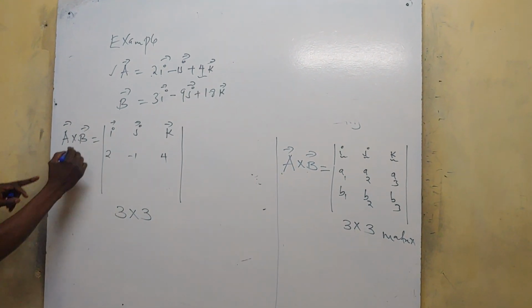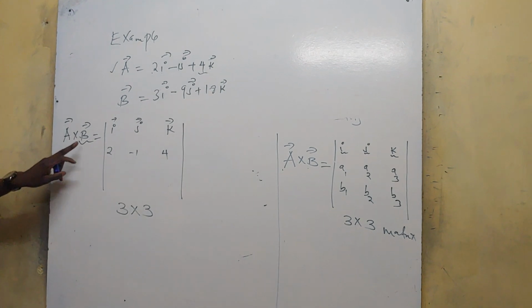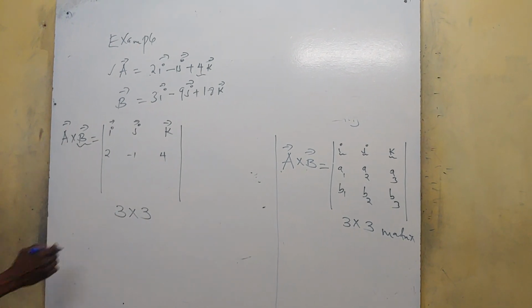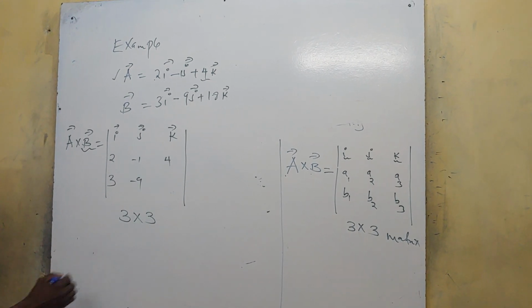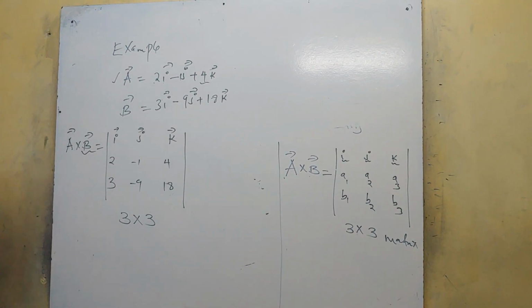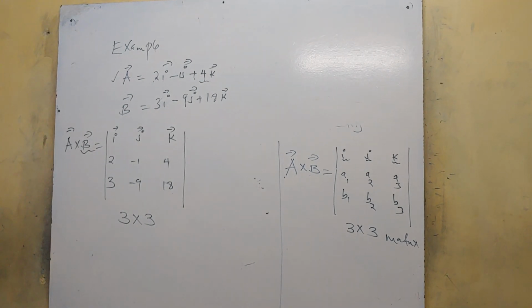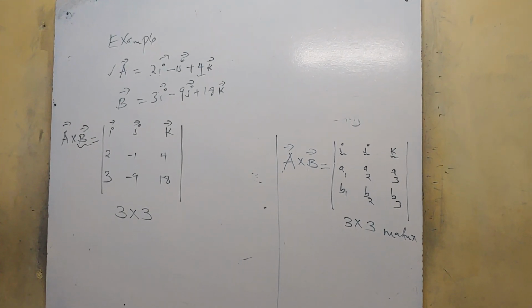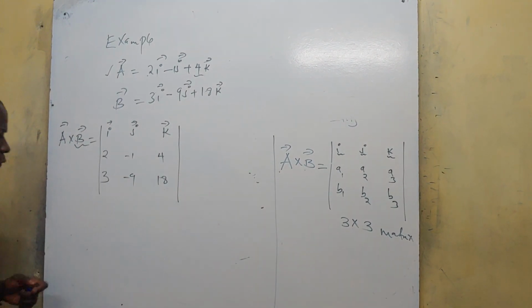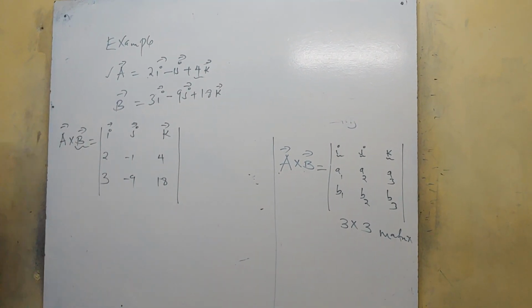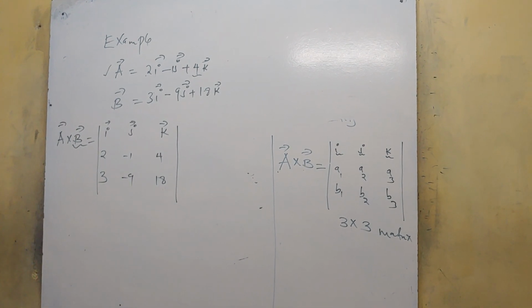Then the third row is going to be formed by the elements of vector B. For vector B, 3 is along I, negative 9 is along J, and then 18 is along K. Now what is remaining is to find the determinant of this 3 by 3 matrix. If you get the determinant of the 3 by 3 matrix, we will have found what we call the cross product between two vectors A and B.